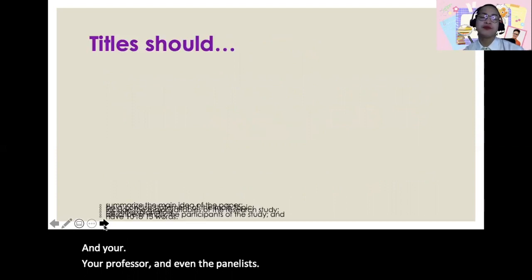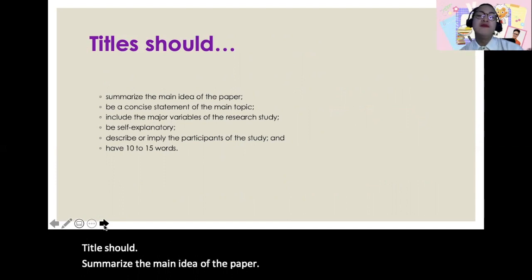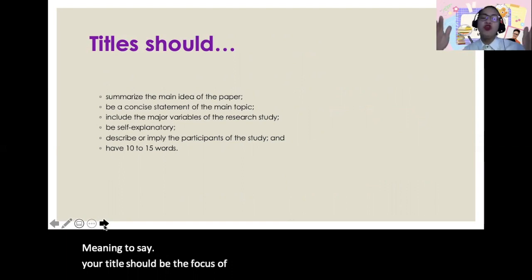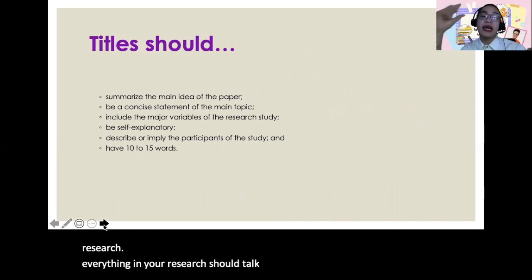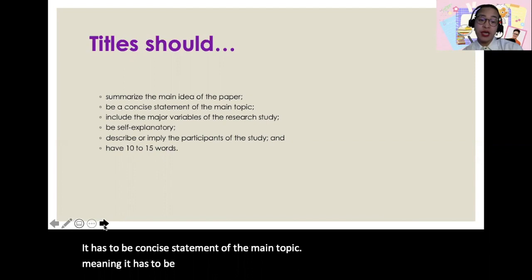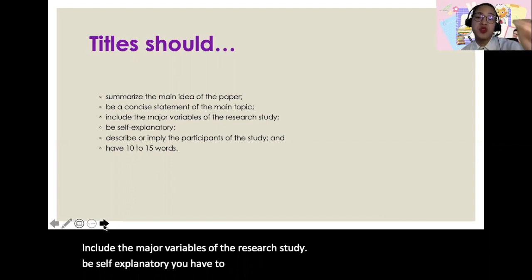Title should summarize the main idea of the paper. Okay. Meaning to say, your title should be the focus of your paper. That's why when you make your research, everything in your research should talk about your research title. It has to be a concise statement of the main topic, meaning it has to be straightforward, not too wordy. Include the major variables of the research study. Be self-explanatory.